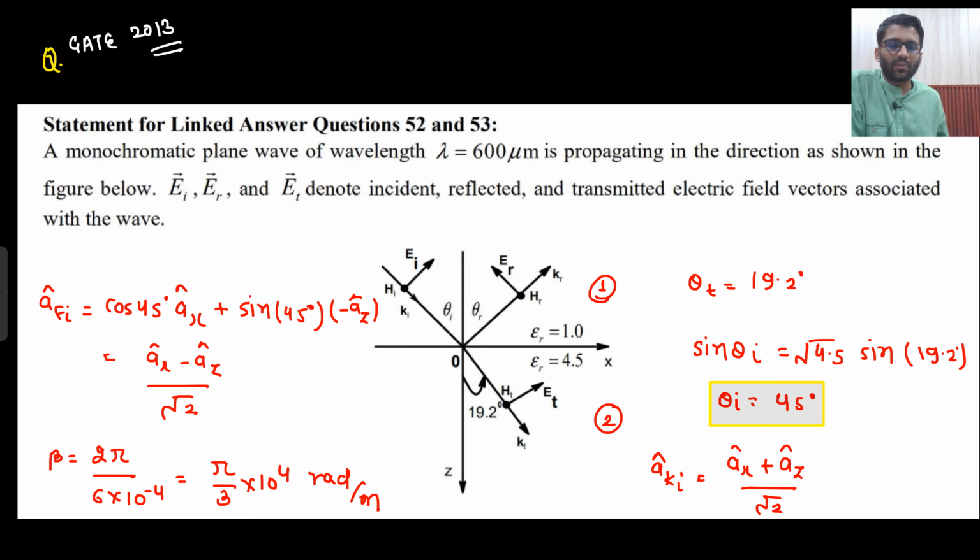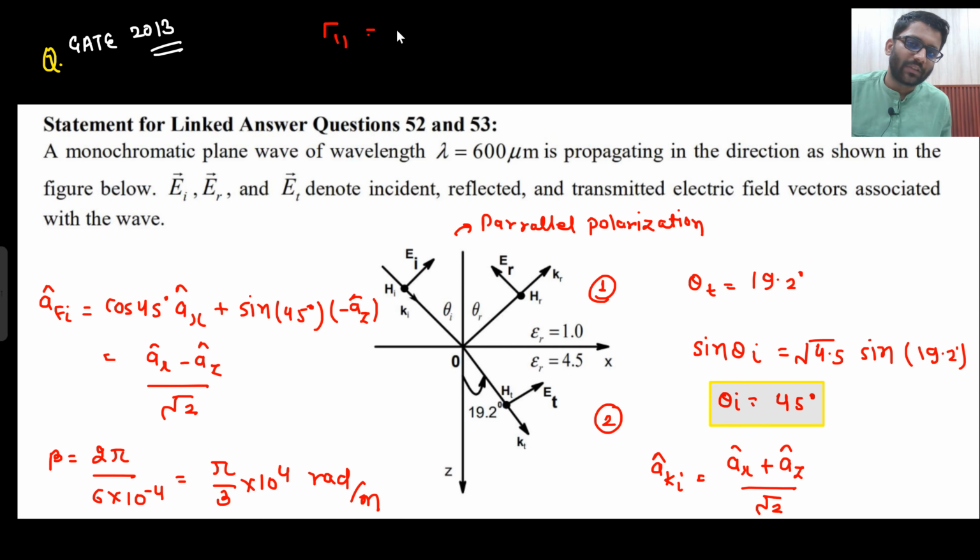For that we need the transmission coefficient. What was the formula of the transmission coefficient? Which kind of polarization is that? Parallel polarization, right? Because the electric field is in the plane of incidence. So this is parallel polarization. What is the other name? P-polarization, right? So what was the formula of the transmission coefficient?